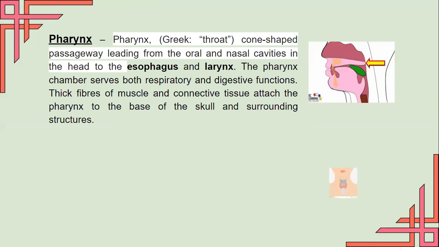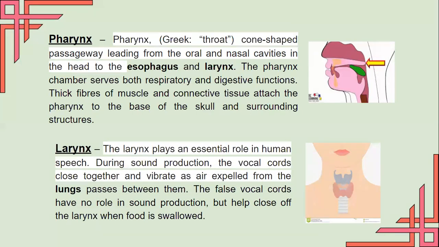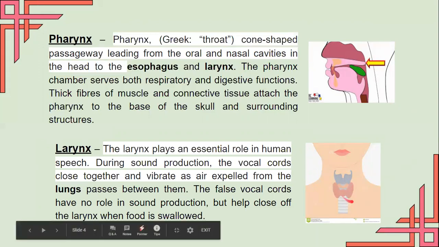Now, let's go to the next part. Yes, you're right again. It's the larynx. The larynx plays an essential role in human speech. During sound production, the vocal cords close together and vibrate as air expelled from the lungs passes between them. The false vocal cords have no role in sound production, but help close off the larynx when food is swallowed.